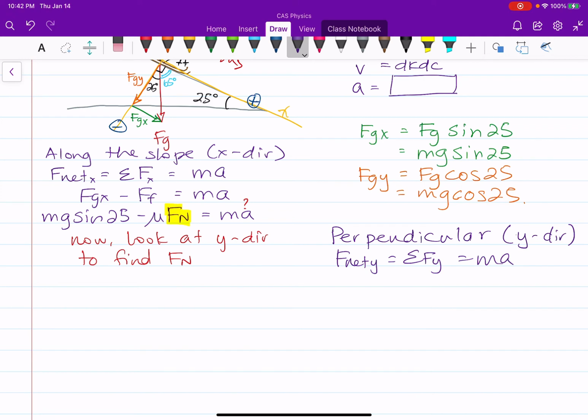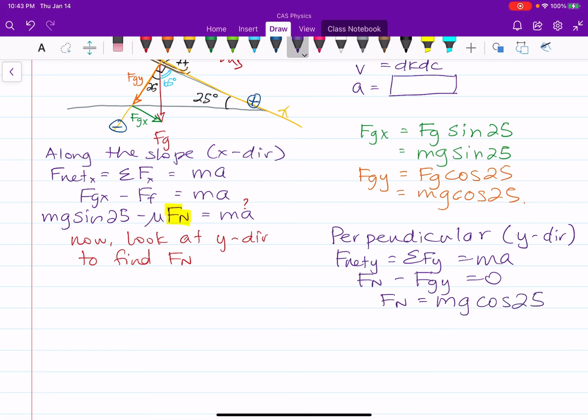What's the a in the y, in the perpendicular direction? Hopefully you can see that the a is going to be 0 because it's not accelerating above or below the slope. It's only accelerating along the slope. So in the perpendicular direction, the a will be 0. So we have the sum of the forces, which is Fn pointing up minus Fgy pointing down, and that's going to equal 0. So therefore, Fn just equals m times g times the cosine of 25.